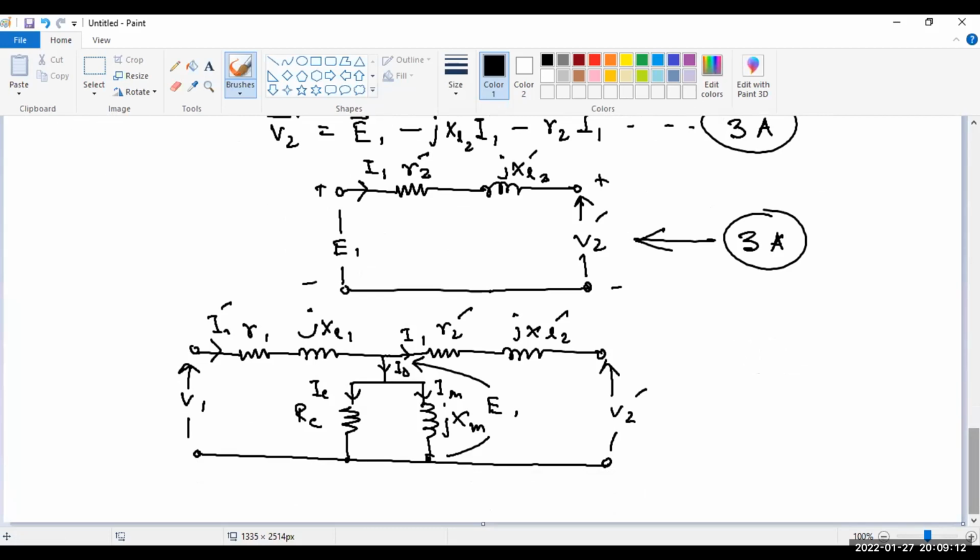Then the voltage across the node from where I0 is coming out and the zero voltage line is E1. E1 is this node voltage. You can say E1 is the voltage across the magnetizing reactance XM, or the voltage across RC. Everything is E1. E1 is the midpoint voltage, the induced voltage.